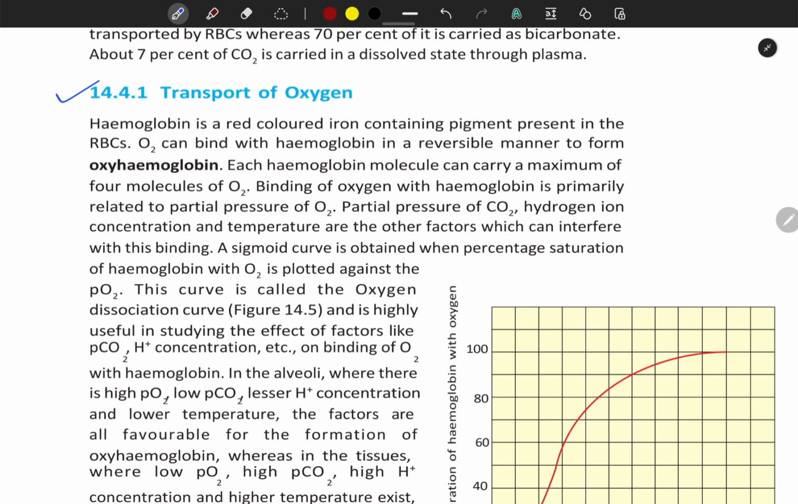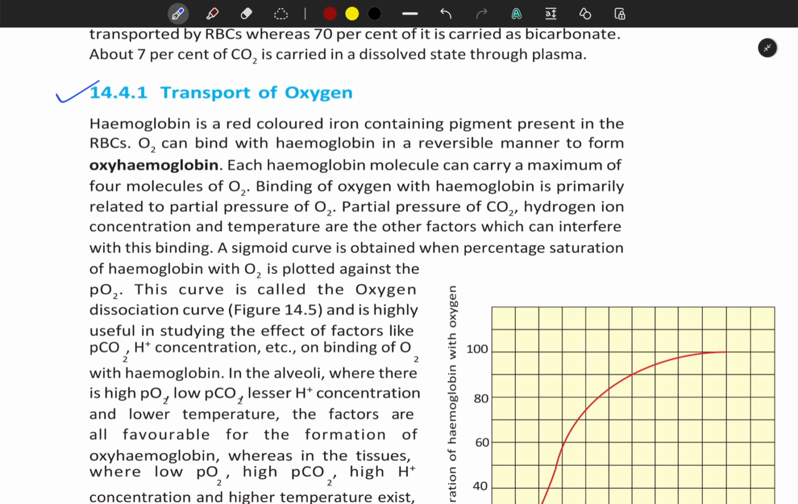14.4.1 Transport of oxygen. Hemoglobin is a red-colored iron-containing pigment present in the RBCs. O2 can bind with hemoglobin in a reversible manner to form oxyhemoglobin. Each hemoglobin molecule can carry a maximum of 4 molecules of O2. Binding of oxygen with hemoglobin is primarily related to partial pressure of O2. Partial pressure of CO2, hydrogen ion concentration, and temperature are the other factors which can interfere with this binding.